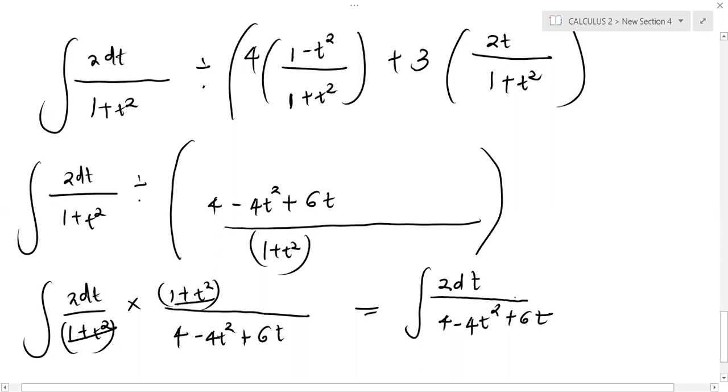Okay, fine. As we can see, 2 is common both up and down, so I can factor out 2. I remain with dt here, and factor out 2 on the denominator as well. I will remain with 2 minus 2t squared plus 3t. So now we integrate whatever we have there.